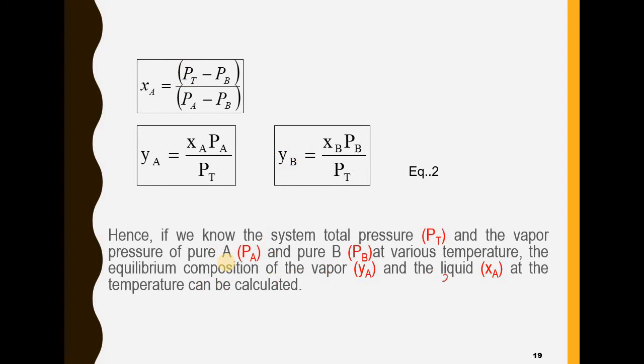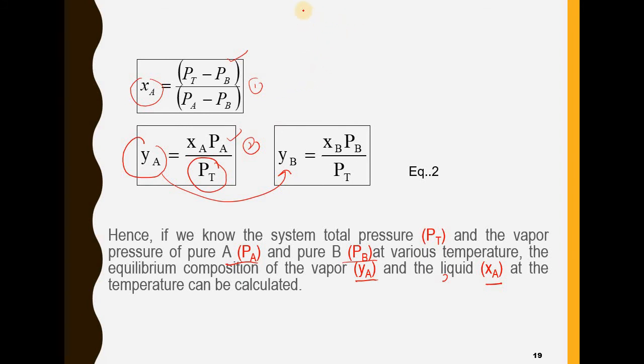So for XA and YA, if you want to calculate for YB, you just replace A with component B. As you can see from equation 1 and equation 2, if you know the total pressure, PT, and the vapor pressure of pure A and pure B, which is PA and PB, at various temperatures, we can actually calculate the composition of vapor and liquid.